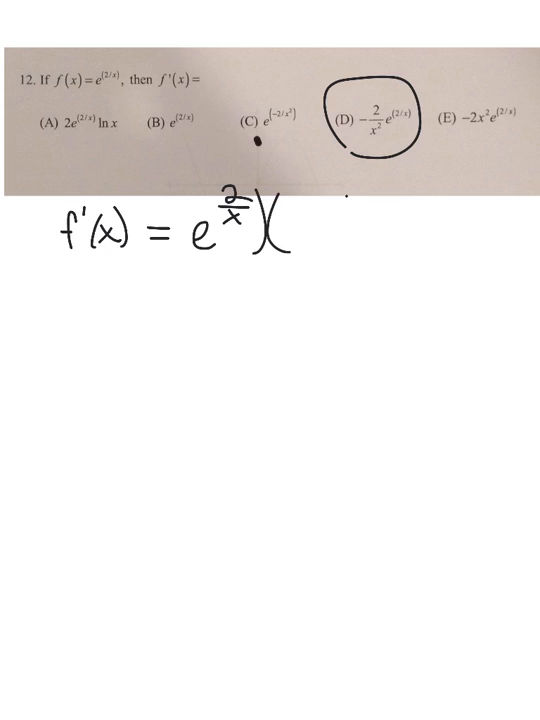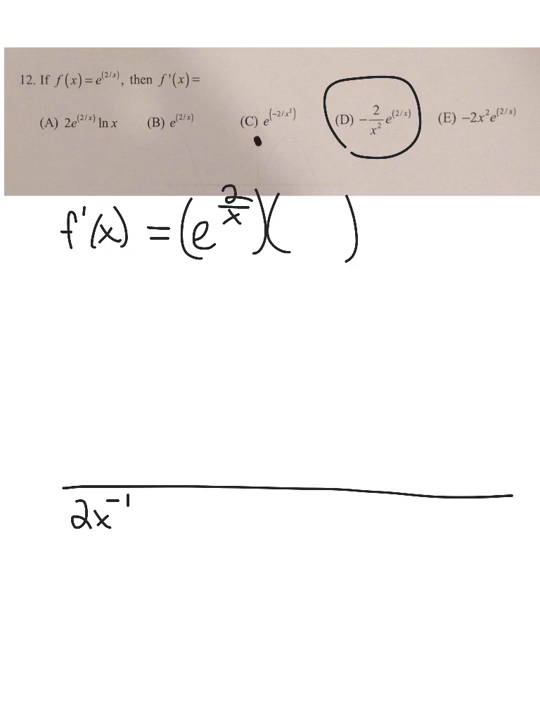The answer is choice D. Okay, so we're going to take the derivative, right? So remember the derivative of e to the u is e to the u du, right? So e to the u, and now I have to take the derivative of that 2 over x. Okay, so let's talk about that. Well, let me just throw that right down here. So if I have 2 over x, that's really the same as 2x to the negative first. All right, so I want the derivative of 2x to the negative 1.